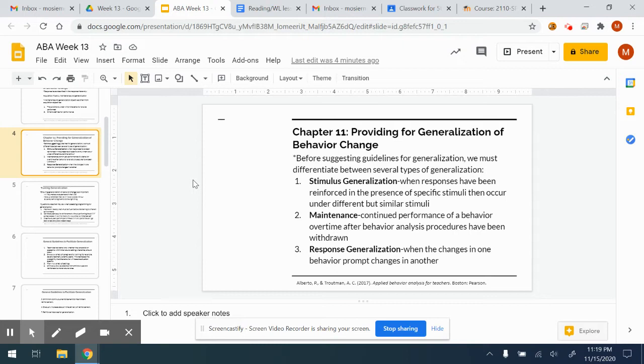The book gives an example of a teacher reinforcing students for completing multiplication problems, and then in return, the students also get better at their division facts and are able to complete more division problems. That would be a response generalization where one behavior is affected kind of inadvertently by the behavior that we've changed.